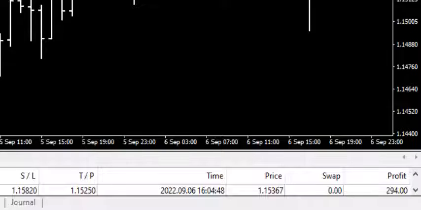You know what I mean? If I'm going to be using a 20-point stop loss, well, I certainly want it to at least give me 20 pips in profit, but I'd like to see it hit 40 pips, 50 pips, 60 pips.